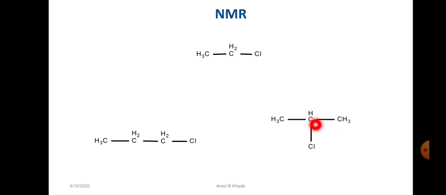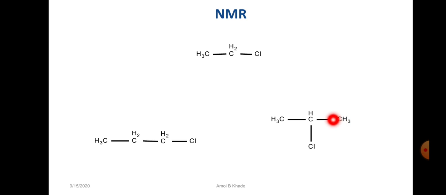What about the third one? Here we have a CH proton, and the CH proton is unique, whereas if you see the methyl protons, this methyl has an immediate neighbor CH, then the next neighbor Cl and CH3, sorry.